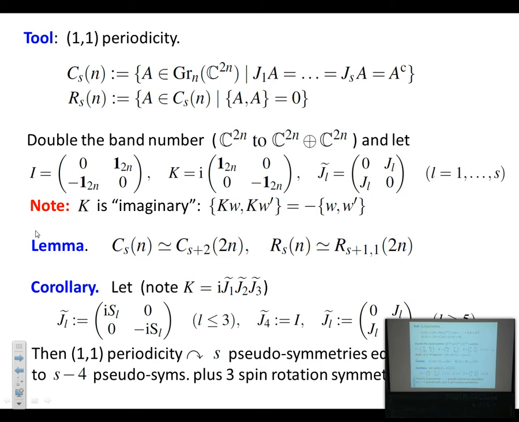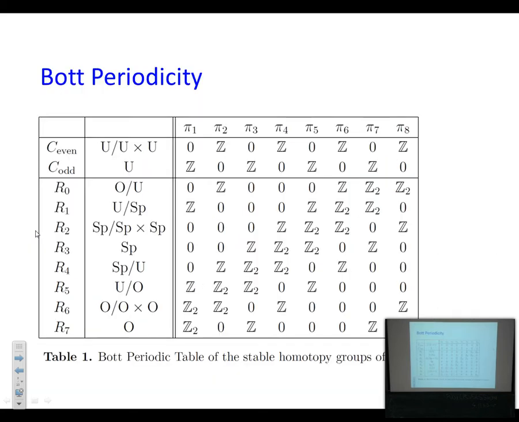And now by an easy argument using the 1-1 periodicity lemma, you arrive at the desired statement, namely that 3 spin rotation symmetries are exactly equivalent to S minus 4 pseudosymmetries. So that explains sort of the systematics of Kitaev's table, and we're beginning to see Bott periodicity.